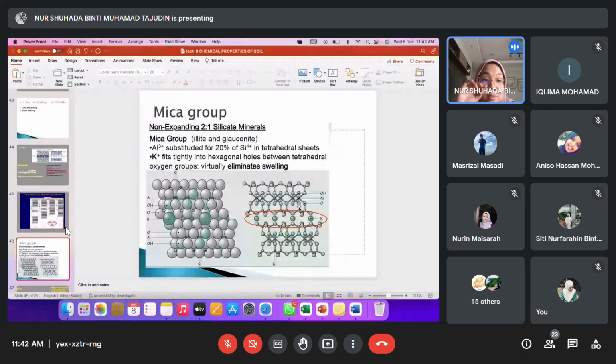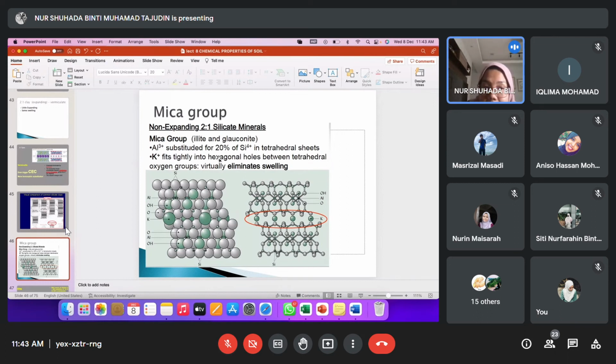Okay, so you have to remember these 4 types. The mica groups are illite and glauconite. In this case, aluminium substitutes for 20% of the silicon in the tetrahedral sheets. But in the mica groups, when it allows substitutions, only K sits there, the K positive charge. So these are the properties of mica group clay. 2-to-1 mica only allows K plus to sit at the center, between the layers. If you see here, in the mica groups, K is at the center here. Only K is allowed to be seated there.